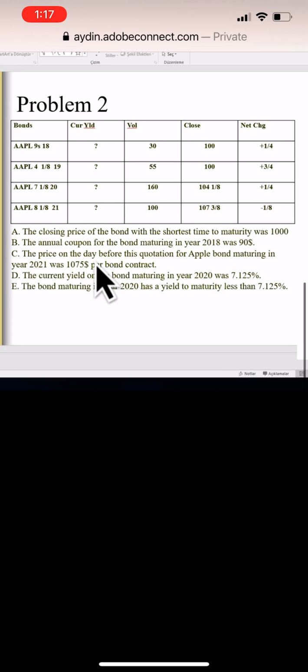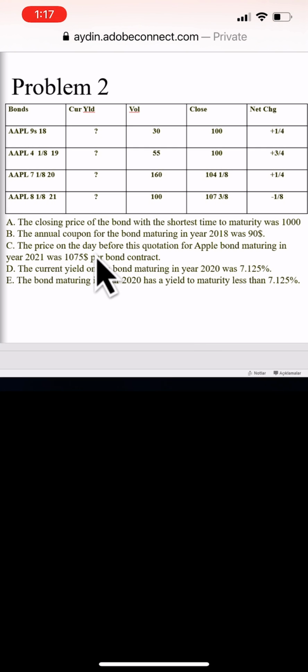So the closing price of the bond with the shortest time to maturity was 1,000. Is it true or false, the statement? What do you think?